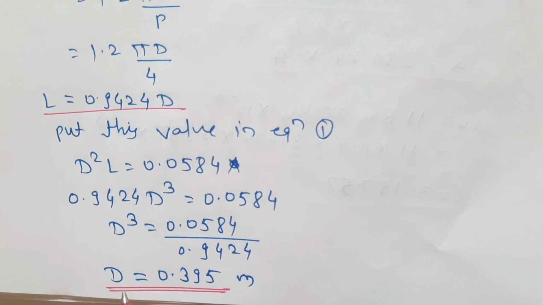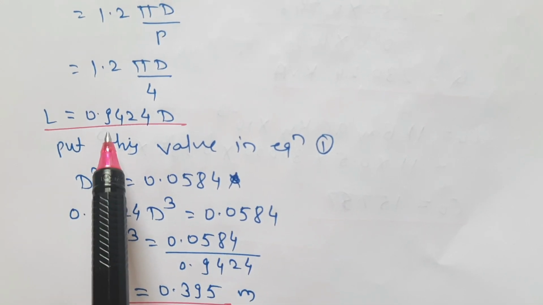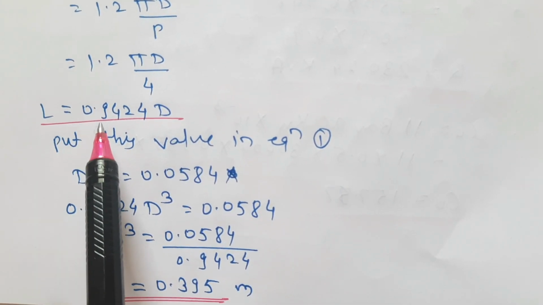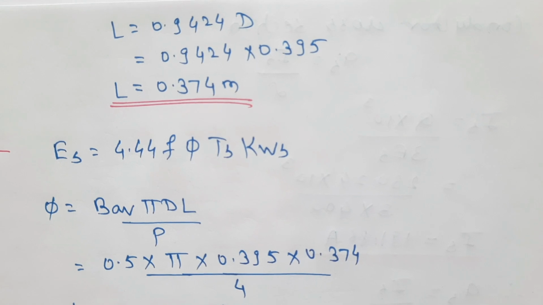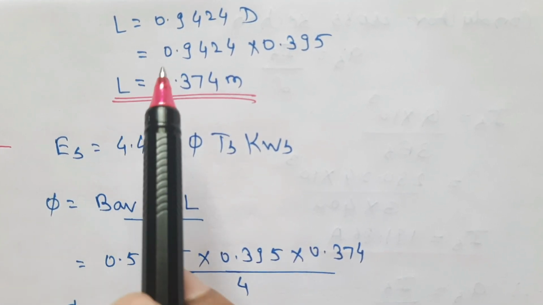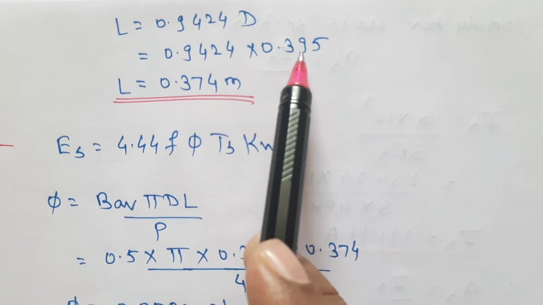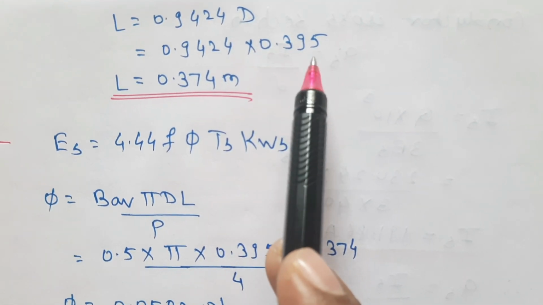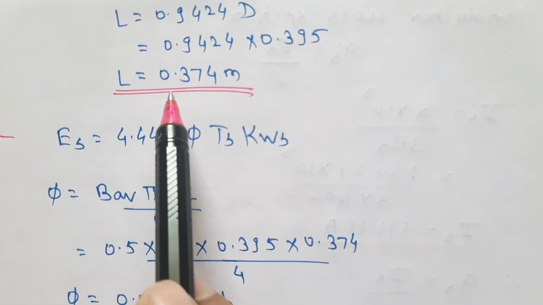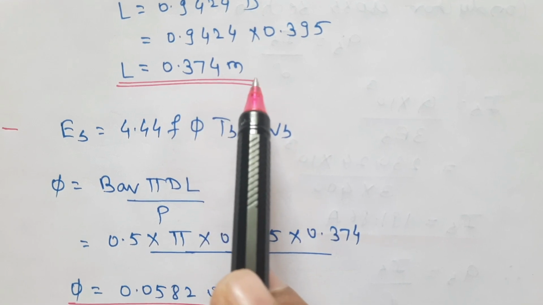Now, put this value of d in this equation, that is L is equal to 0.9424 d. Therefore, L is equal to 0.9424 into 0.395, since the value of d is 0.395. Therefore, L is equal to 0.374 meter.